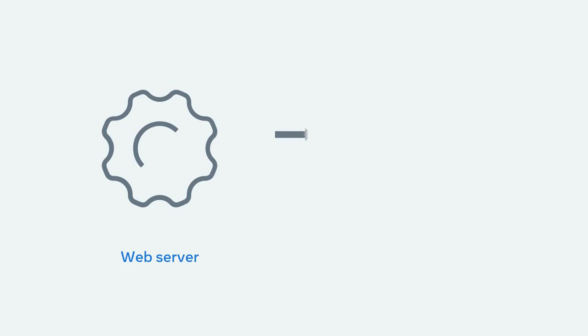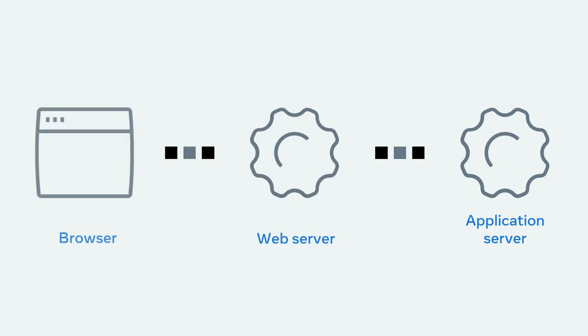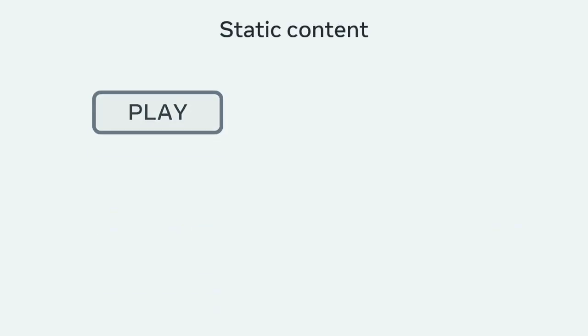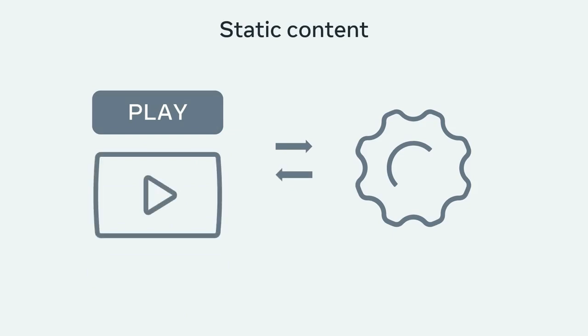What actually happens is that the web server communicates with another kind of server, called an application server or a backend. The application server generates the dynamic content that the web server sends back to the user's browser. Now you know the difference, let's look at examples of how websites update static and dynamic content. Say, for instance, you want to watch a video on a website. You click on the play button and a request is sent to the web server. The web server responds by sending the file to your browser.